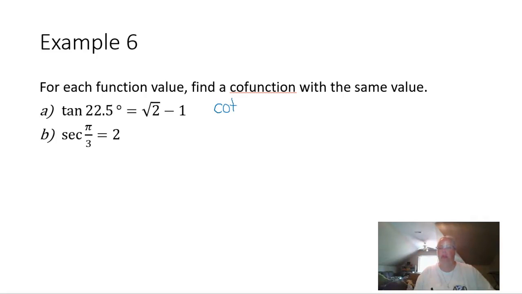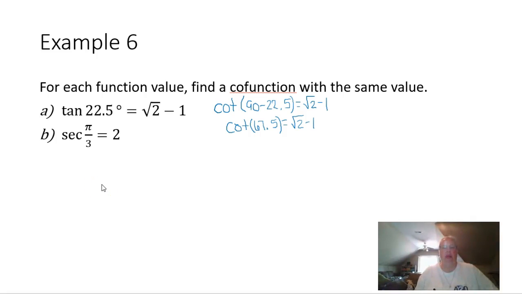And the angles for the cofunctions are complementary. That means that 22.5 plus the angle of the cofunction over here should equal 90 degrees. So we can say the cotangent of 90 minus 22.5 is also equal to the square root of 2 minus 1. And then if we simplify this, we'll find out that that angle is actually 67.5. So the cotangent of 67.5 is equal to the square root of 2 minus 1.